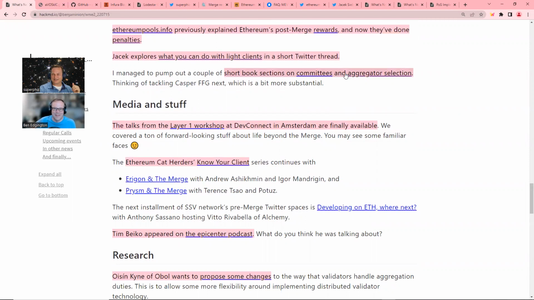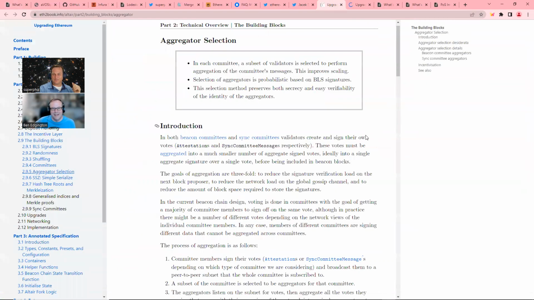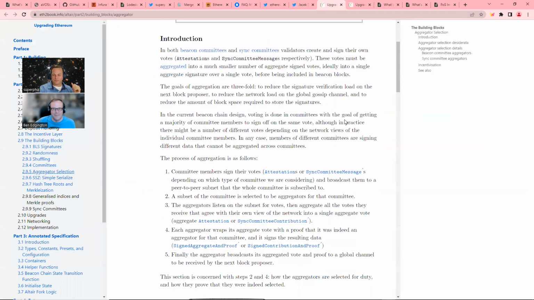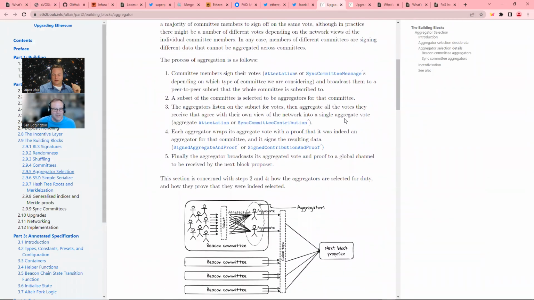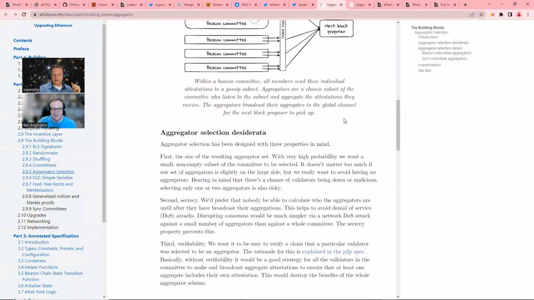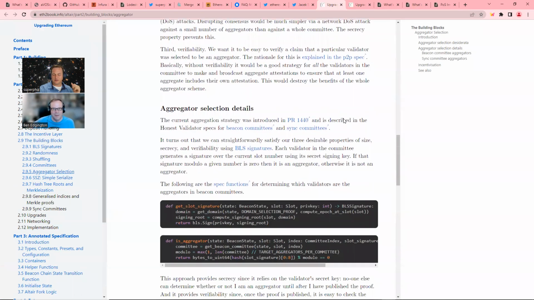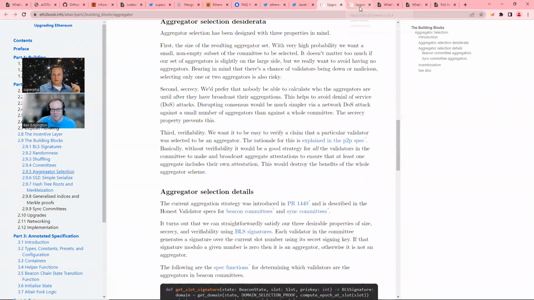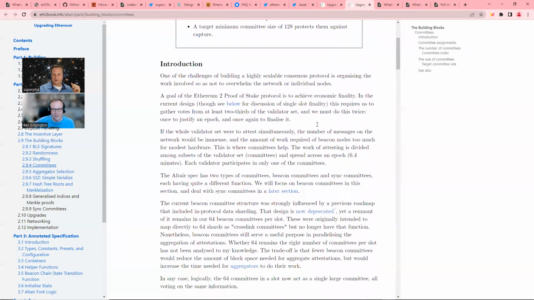Book progress. Congratulations to you. I actually read one of these. Just plowing on. Yeah, I'm working on Casper FFG now, which is fun. That's going to be a big one. So there may not be updates for a few weeks, but I'm wrestling with that now.